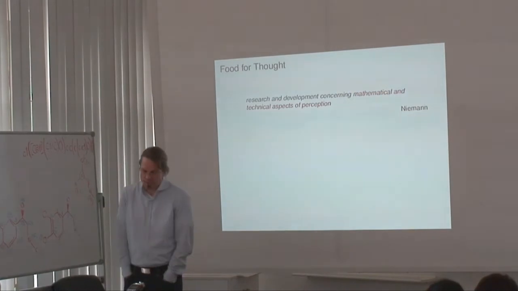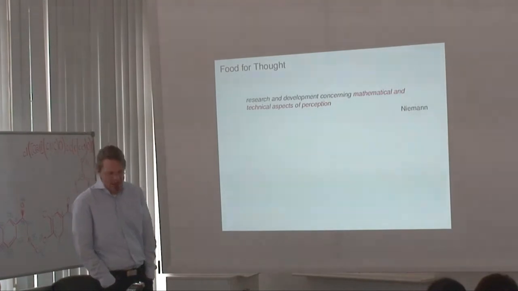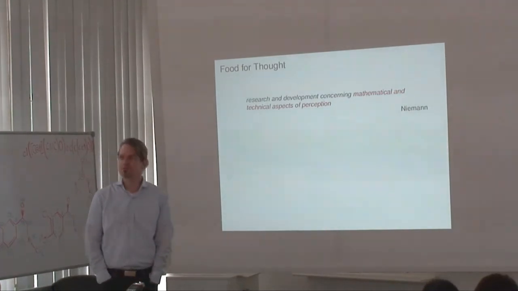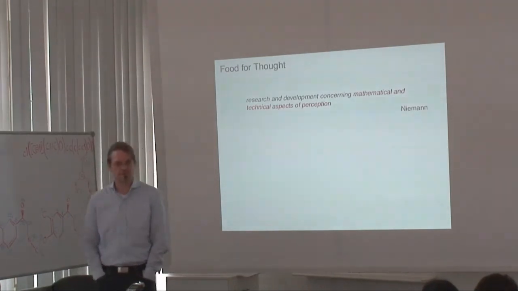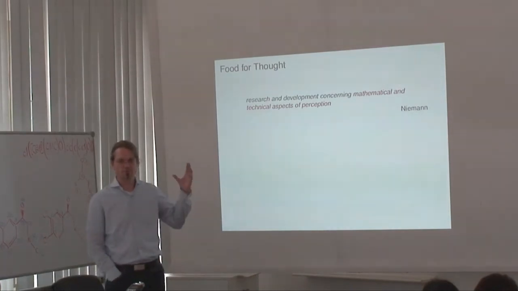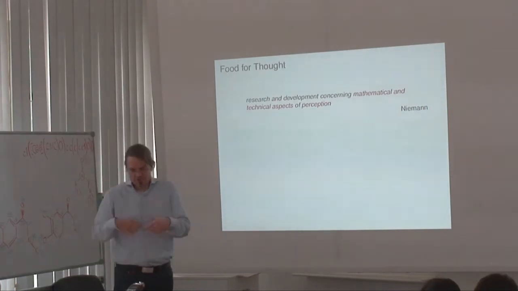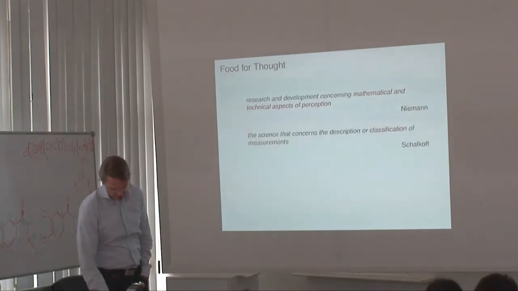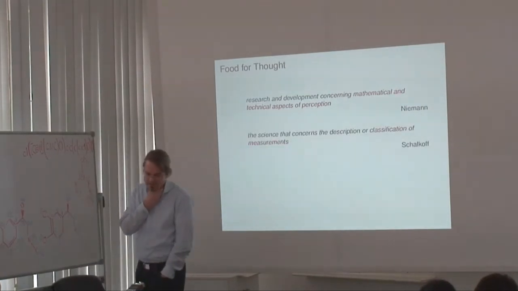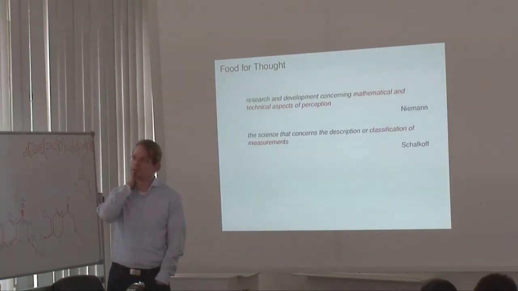Here's Niemann. Pattern recognition is research and development concerning mathematical and technical aspects of perception. What does that say? Nothing. What is aspect? What is perception? Right? In order for this to mean something, we would have to have a precise understanding of the technical aspects of perception. Schalkoff: the science that concerns the description or classification of measurements. What does that mean?